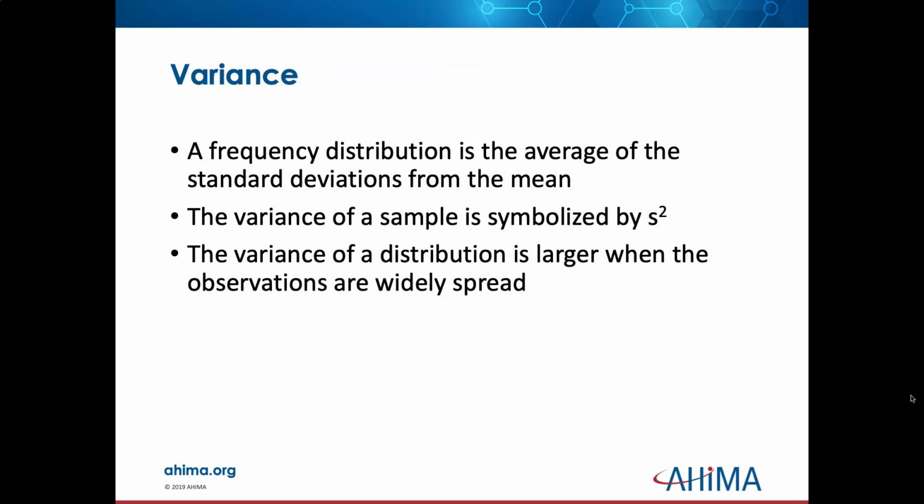Variance. A frequency distribution is the average of squared deviations from the mean, and the variance of a sample is symbolized by a little s squared, and its square root is s. The variance of a distribution is larger when the observations are widely spread. Variance is discussed at the bottom of page 182 into the top of page 183. And again, your book does a great job of going through and showing you examples and how they're calculated. So make sure that you look through those really closely.